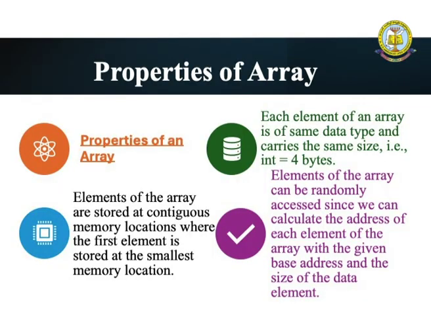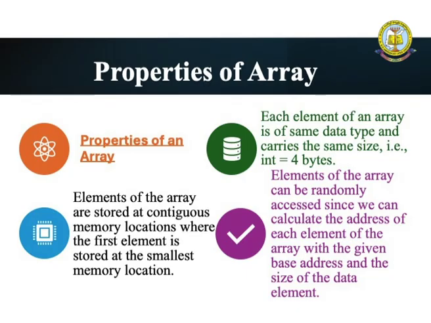of the memory. And the other property of an array is that elements of the array are stored at continuous memory locations, which means the first element is stored in the smallest location, and the last element of the array will be stored in the highest memory location address. And the other property of an array is that elements of an array can be accessed randomly, since we can calculate the address of the elements of the array with the given memory address and the size of the data element given to the array.